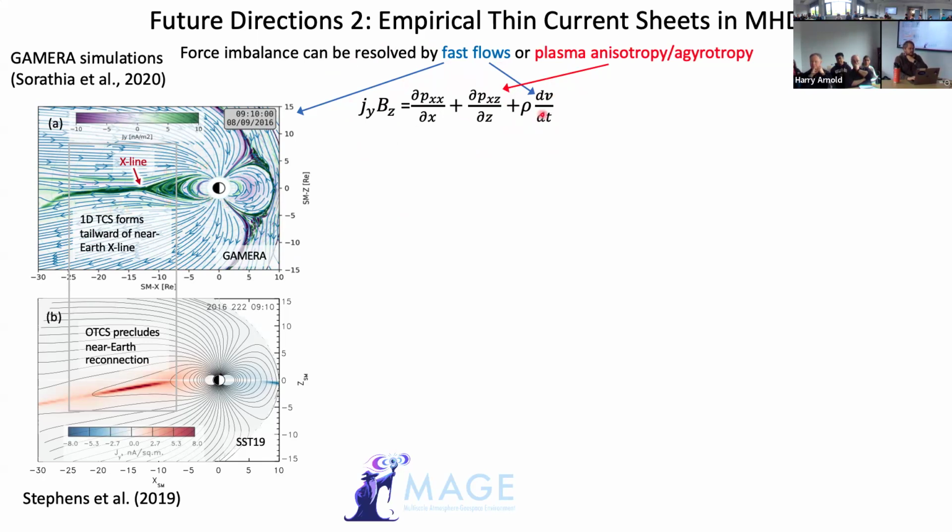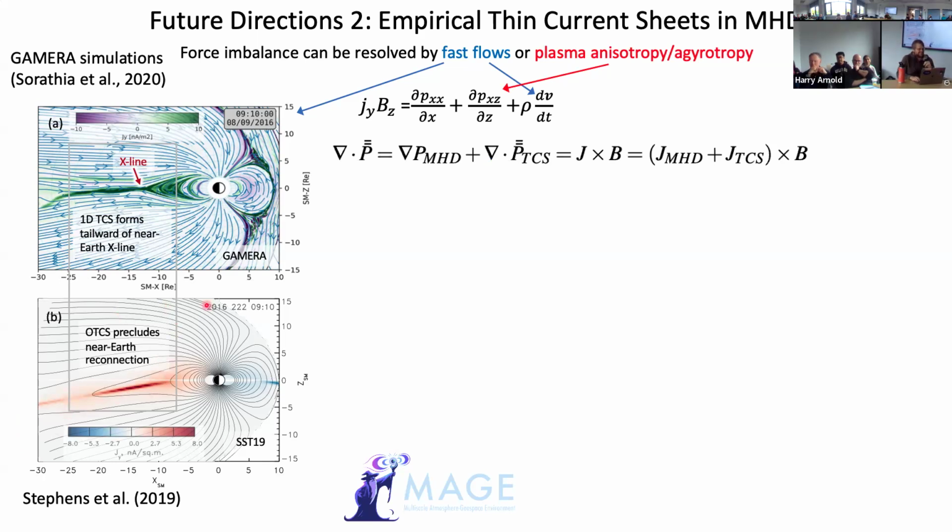And in MHD, there's no off-diagonal pressure, but they can do it with fast flows. So in this case, we have a reconnection, we have fast flows, we can get a thin current sheet. But when you look at the empirical reconstruction for the same time, the field lines look very, very different. There is no X line here, there's just a thin current sheet. So MHD can get thin current sheets, but they're not the right thin current sheets.